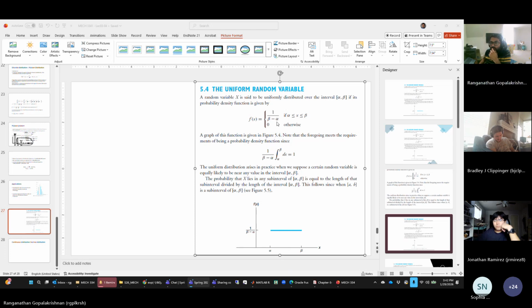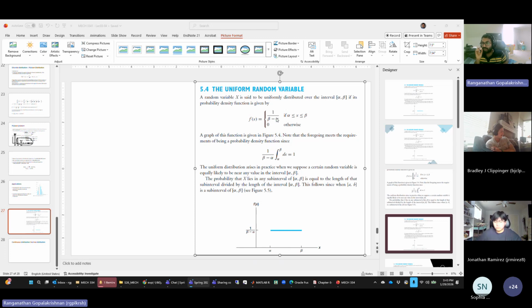In discrete distributions, we saw dice as a very famous example of a uniform distribution. All outcomes have the same probability. This is the continuous analog of that, where all the values are equally probable in that interval. So if alpha is 0 and beta is 1, all the values have an equal chance of occurring. That's why this is called a uniform distribution.